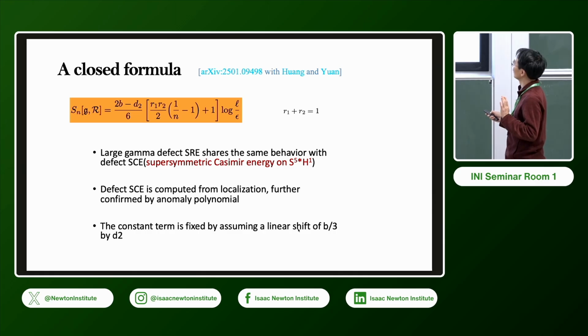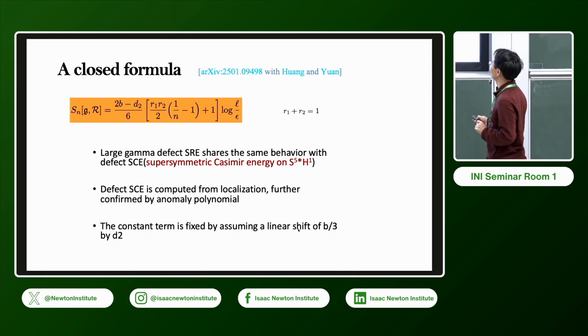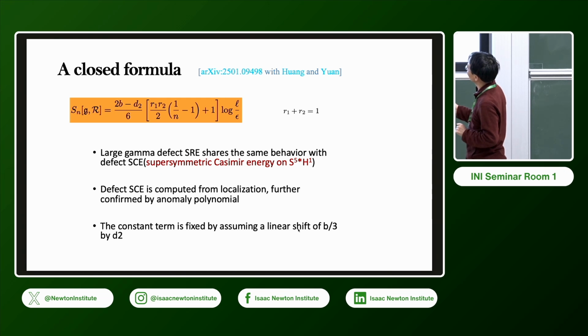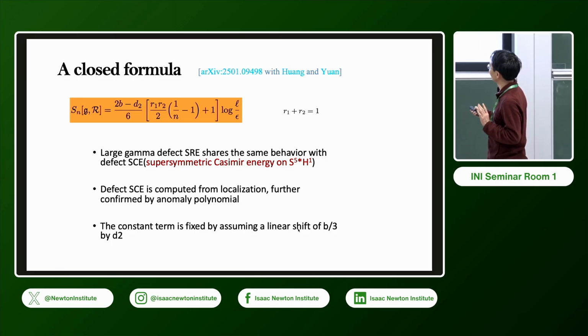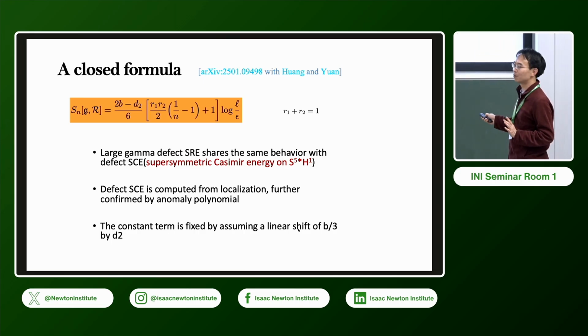But this is just the leading coefficient. What about the constant piece? By the way, the defect contribution to the supersymmetric Casimir energy can be justified by many independent calculations, so we believe that result is also correct. For example, you can compute it from localization. Yes, we will explain why.